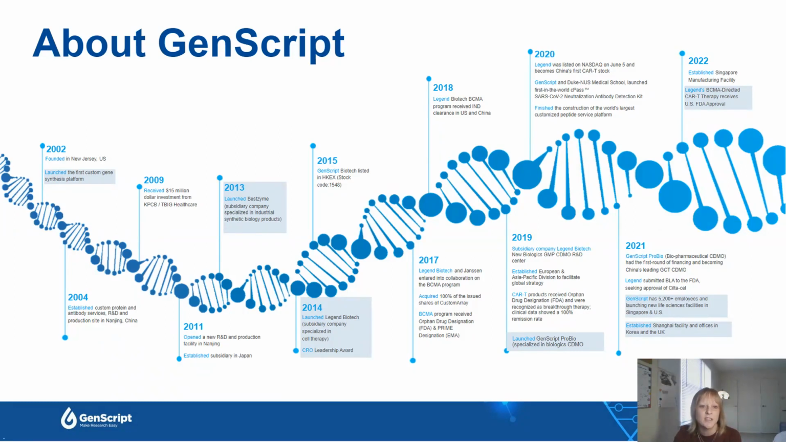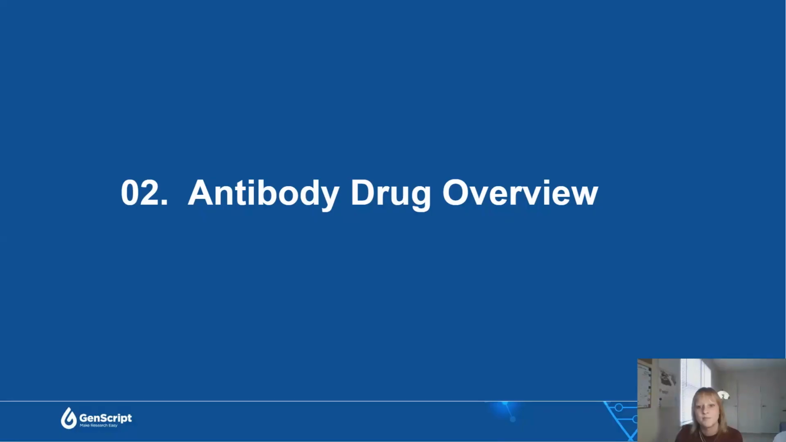Last year, we celebrated our 20-year anniversary, commemorating our growth as the GenScript Group, adding subsidiaries like Legend Biotech that specialize in cell therapy, Custom Array, which is our Seattle-based oligo and production array facility, and our CDMO, GenScript ProBio. As we've evolved, we've also added our catalog products division where you can find automated instruments and ready-to-use reagents.